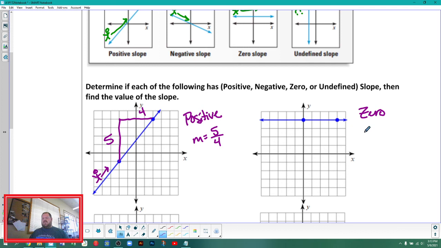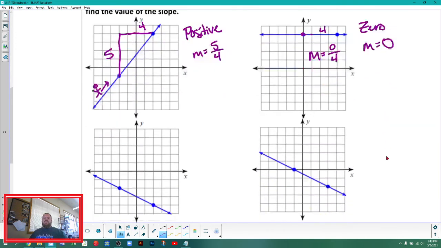And guess what that means? The slope equals zero. Because if I start at this left point, I don't have to go up or down any, but I go over 1, 2, 3, 4. So I run 4, I rise 0. So that zero slope really came from rise is 0, run is 4. And 0 divided by anything is automatically 0. So that's where that 0 comes from.